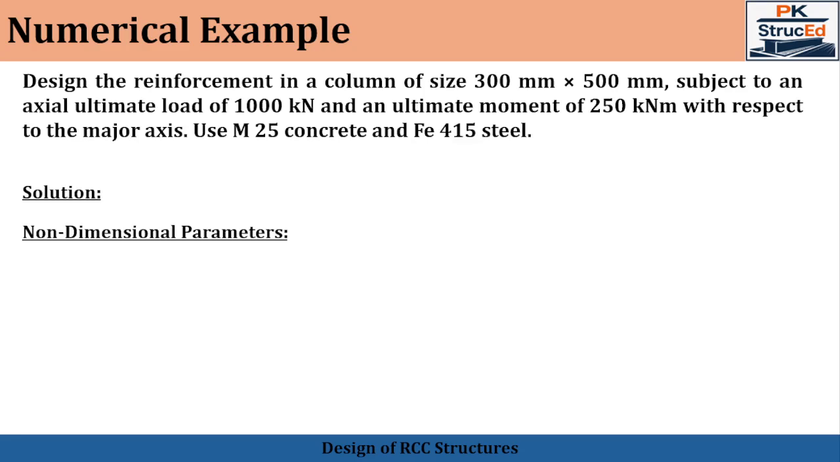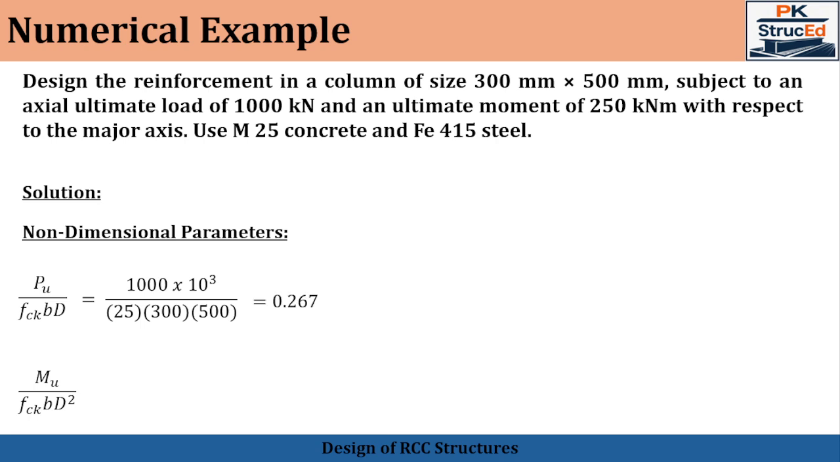Now let us start with the non-dimensional parameters. Since we are going to use the interaction charts as prescribed by the limit state method, we are going to find the non-dimensional parameters. It starts with Pu by fck bD and Mu by fck bD squared, wherein Pu is the ultimate axial load, Mu is the ultimate moment which will be acting on the column, fck is the characteristic strength of the concrete, and b and D are the cross dimensions of the column. Substituting all the values, we get Pu by fck bD as 0.267 and Mu by fck bD squared as 0.133.